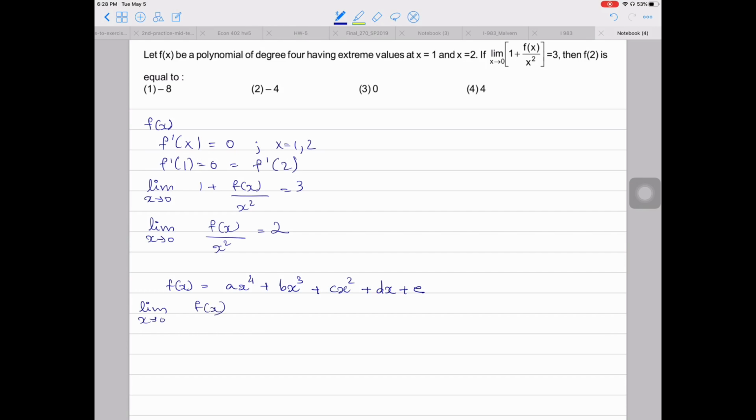Now, if we plug in this f(x) and find the limit, here we get one piece of information. If this limit is equal to 2, then the value of c, which is the coefficient of x squared, is 2. The value of d, which is the coefficient of x, is 0, and the constant term e is also 0. If d and e were not 0, then our limit would have a different value.